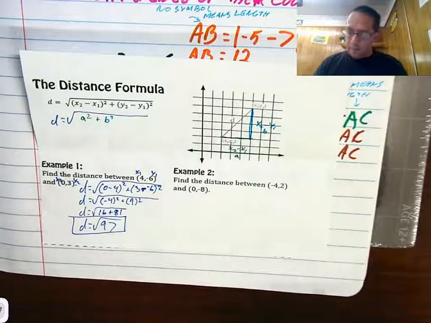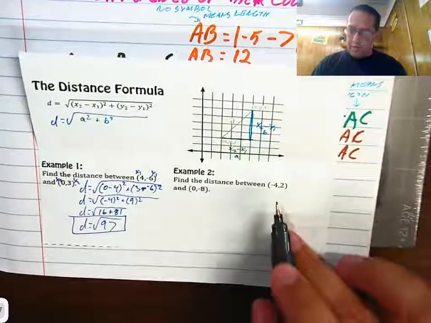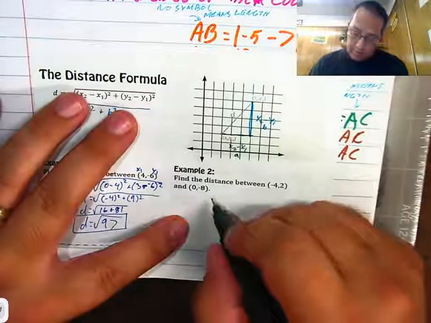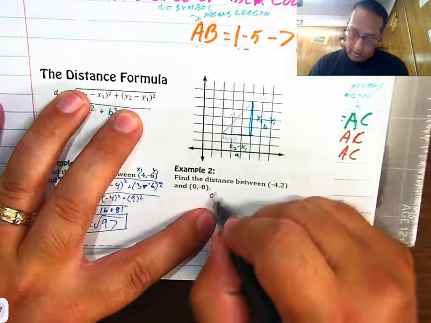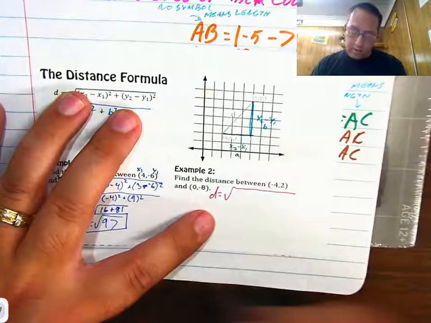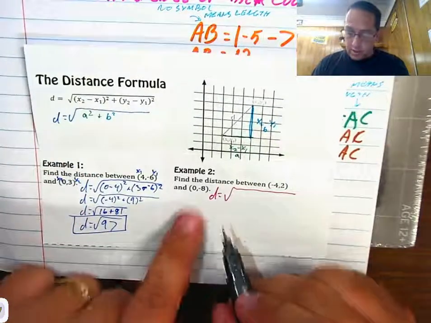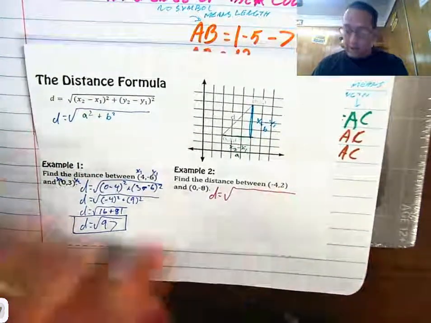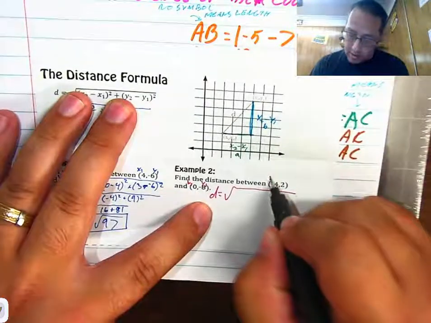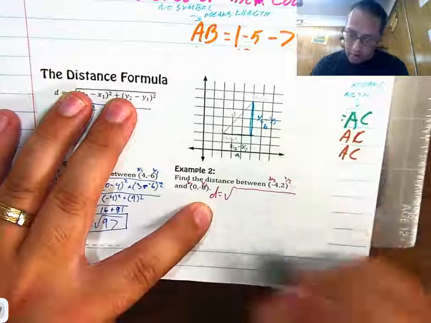Let's take a look. So we need the distance between negative 4, 2 and 0, negative 8. So we set up our distance formula. D is equal to the square root of, well, let's see. You know what? This time, just so we can see this, I'm going to use this as point 1 and that as point 2. So this is going to be x1 and y1. This is x2 and y2.